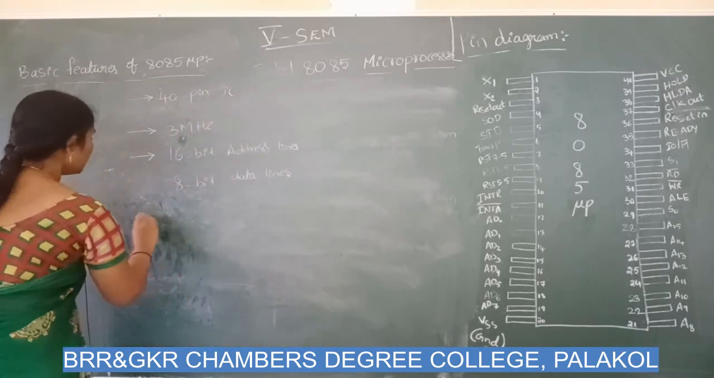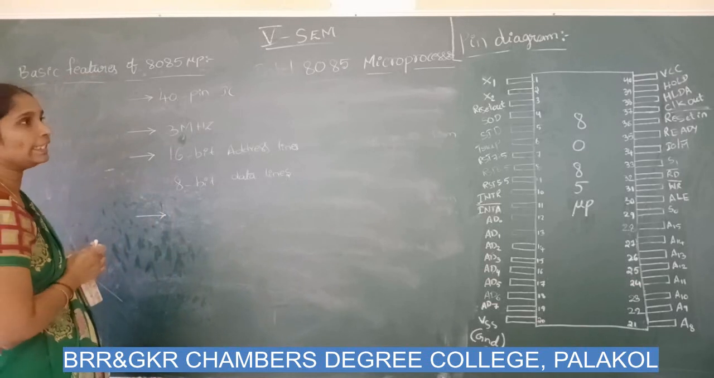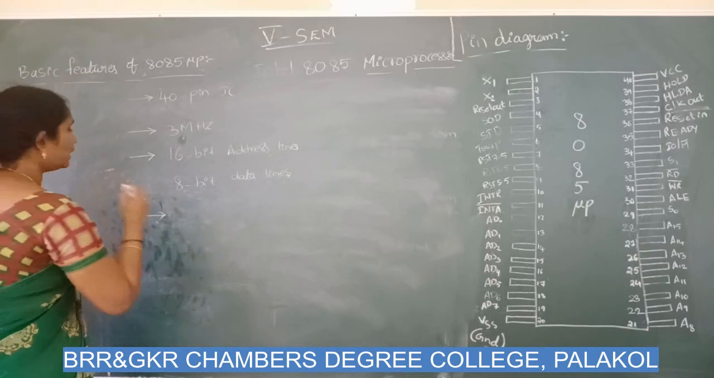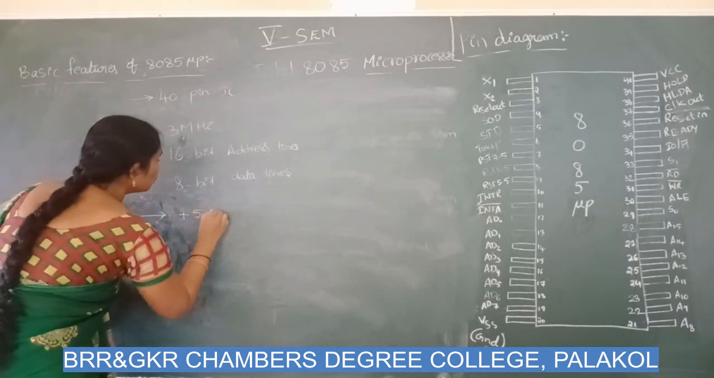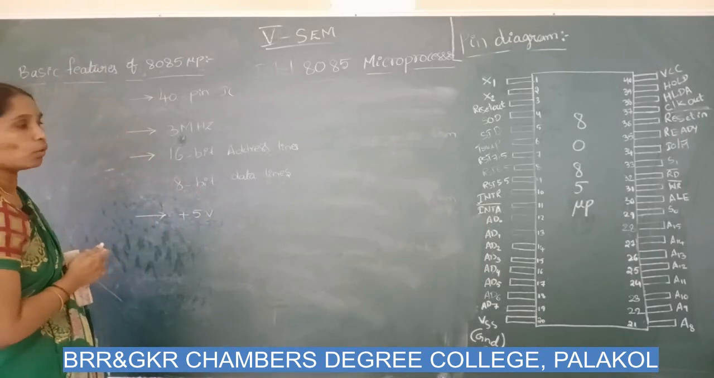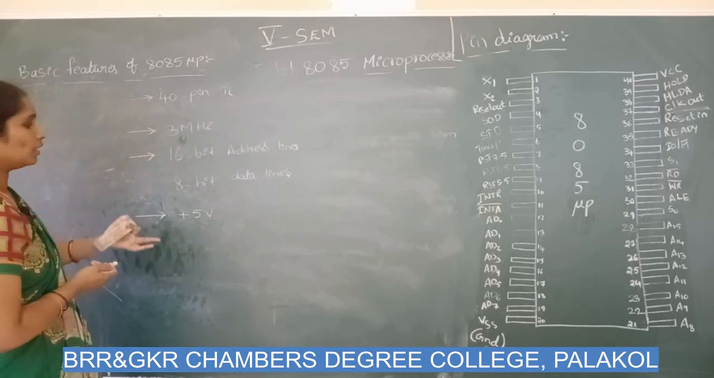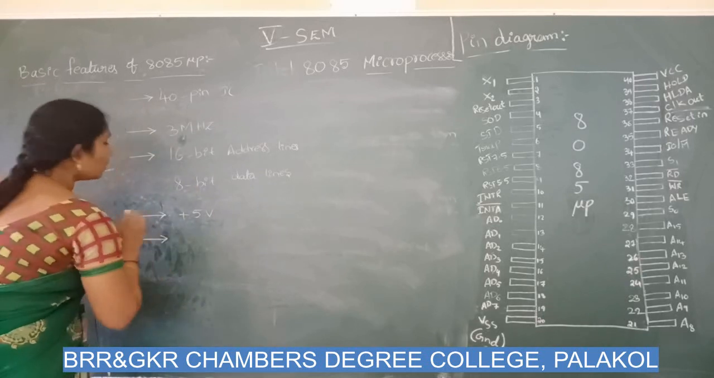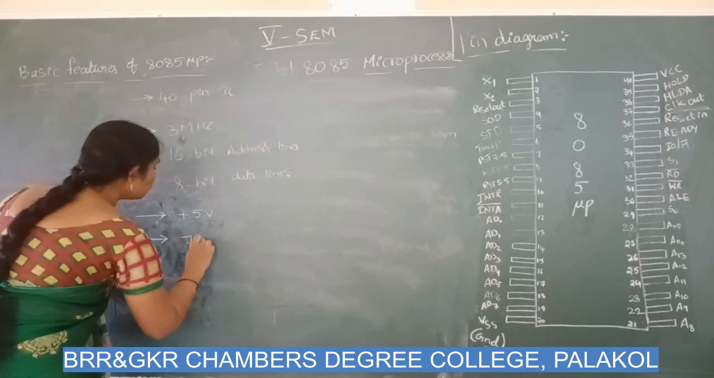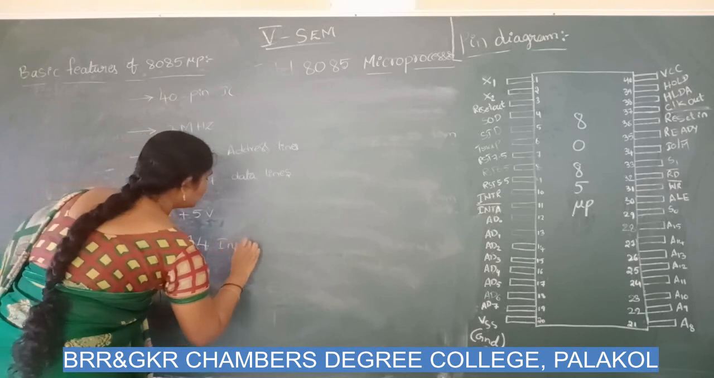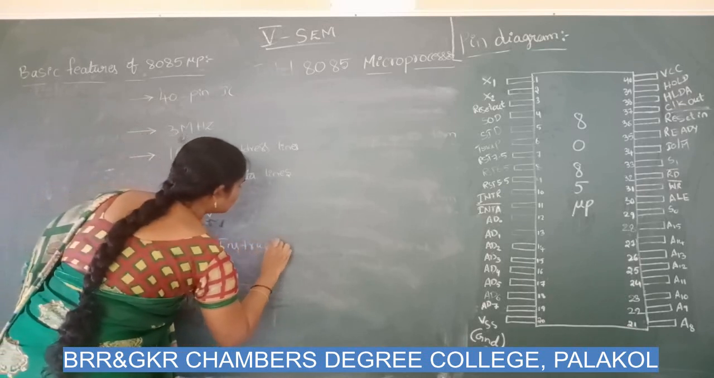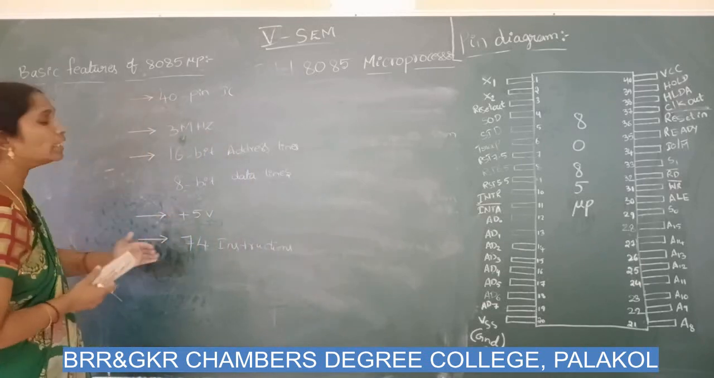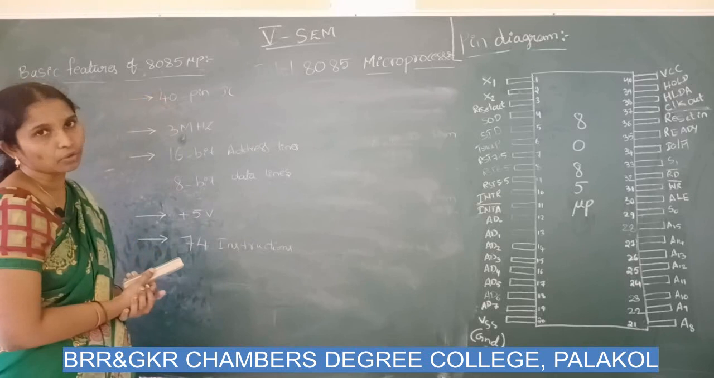Next, the power supply. The microprocessor needs a plus 5 volts power supply. These are the basic features of a microprocessor, and it also has 74 instructions. These all are the basic features of a microprocessor.